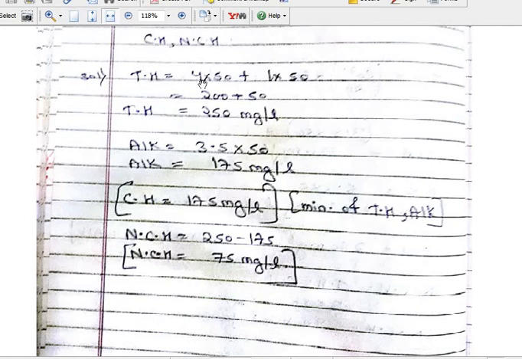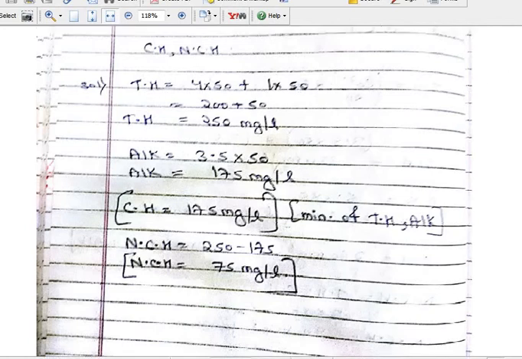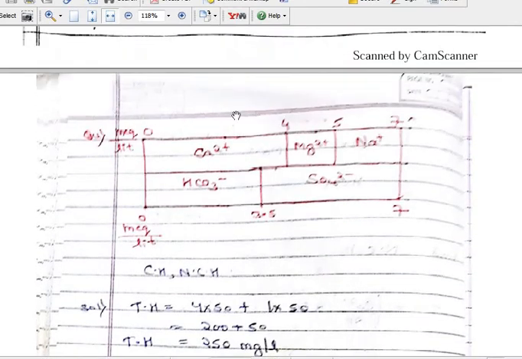So total hardness is equal to 4 into 50 plus 1 into 50. How has this come? Calcium is 4, magnesium is 5 minus 4, which is 1. So that is why it is 4 into 50 plus 1 into 50. This is for calcium, this is for magnesium. So 200 plus 50, it is 250.